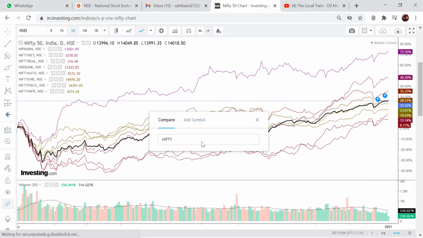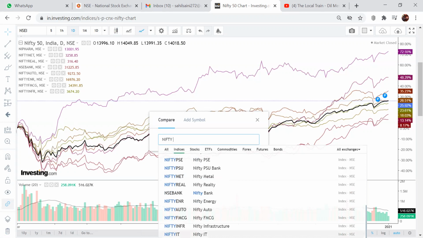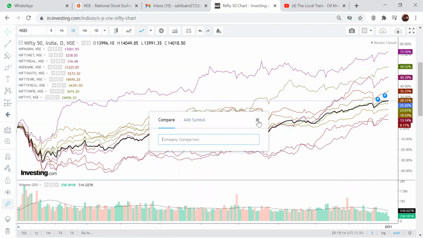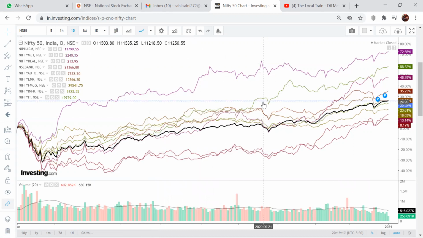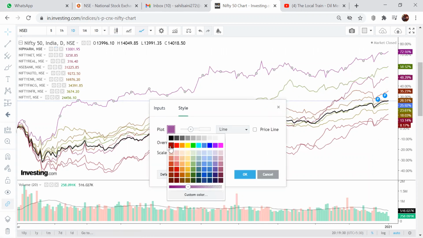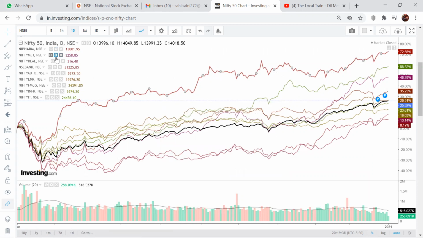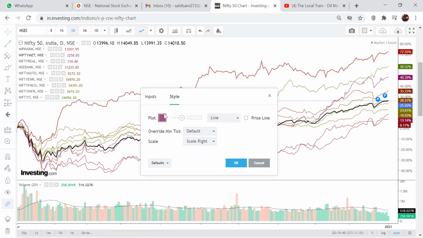In the end, Nifty IT. Oh my god, I don't want to screen Nifty IT. So we have all the charts. At this time, it's a little bit confusing. Let's change colors. Let's pick some different colors. We're going to take 2-3 minutes.